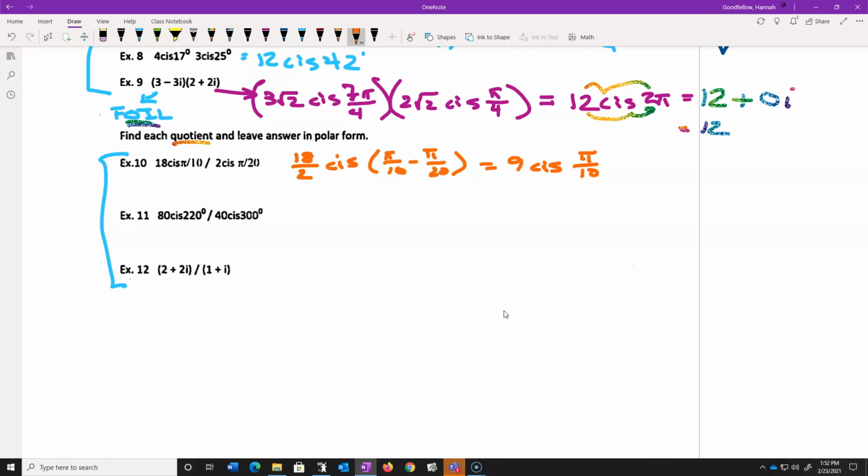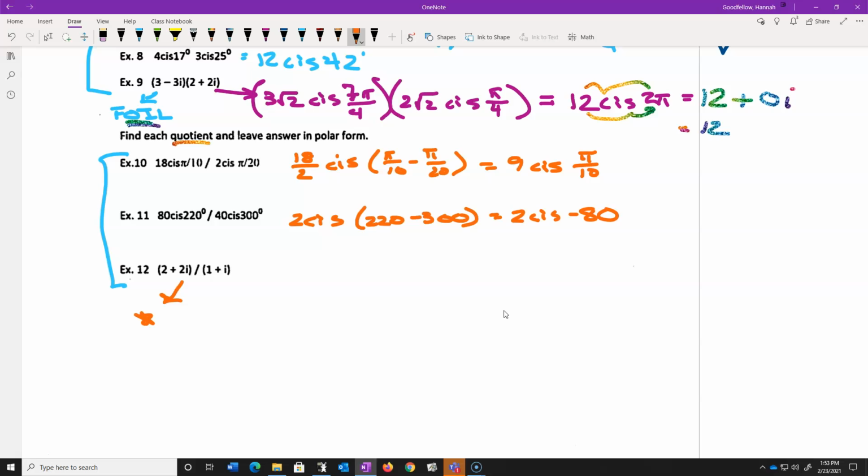Let's try it again if it's a division. 80 divided by 40, yeah, that's just 2 cis of 220 minus 300. And this is an introduction of that negative answer that you're going to get for the theta. So 2 cis of negative 80 would be acceptable, okay? That's pretty straightforward. Now, here's where it starts to shine.